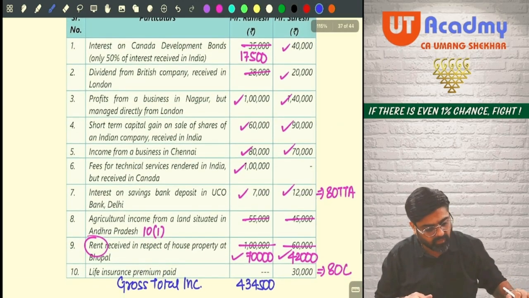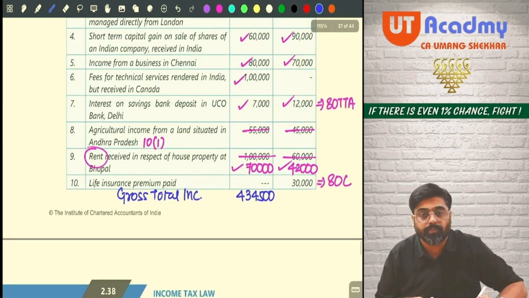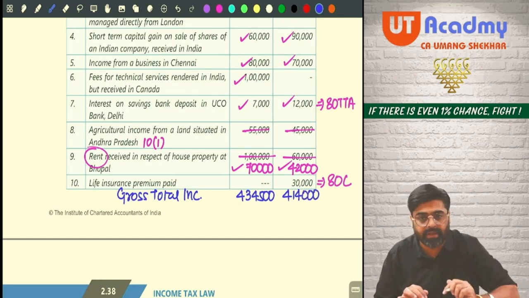And what will be the gross total income for Suresh? Come on, check. 40,000 plus 20,000 plus 1,40,000 plus 90,000 plus 70,000 plus 12,000 plus don't add 45,000. Okay, then add 42,000. You will get 4,14,000. So did you get 4,14,000? Okay. Now this is your GTI, gross total income.